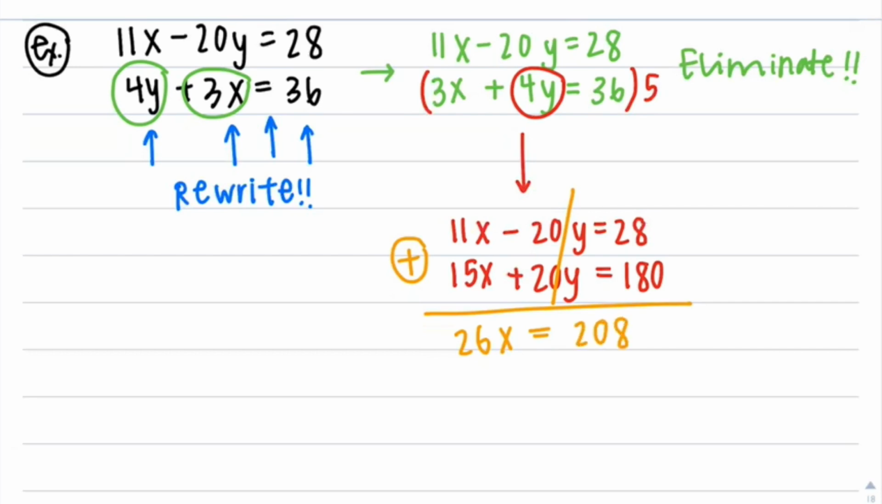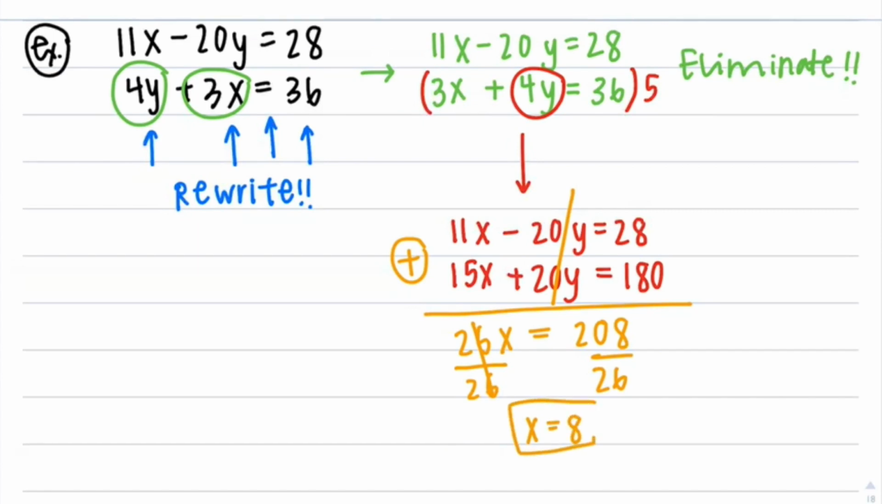All right, now it's 26 times x, so to undo that times, we're going to divide on both sides by 26. Cancel. When you do that, you're going to be left with x is equal to 8. All right, but again, sadly, that is only half of our answer.